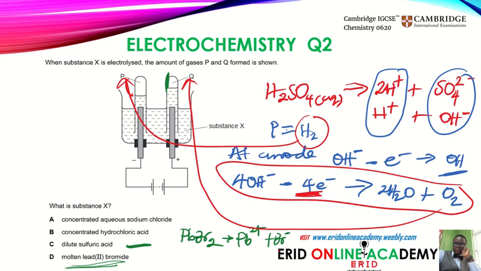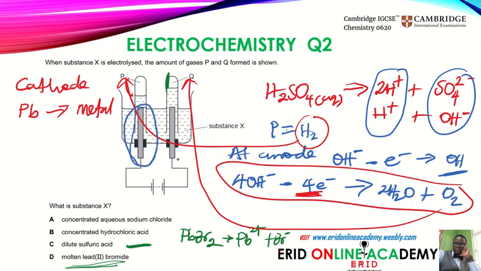Okay, so now at the cathode, which is the negative electrode, you have lead going there to be discharged. So lead will be discharged, and it's a metal. When the metal is discharged, it's definitely going to get attached to this electrode. It won't form a gas.